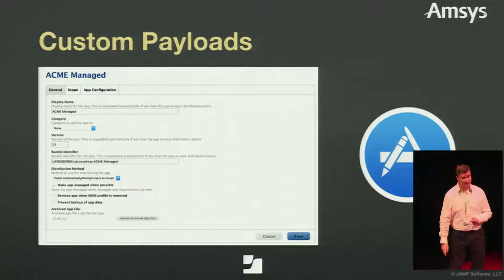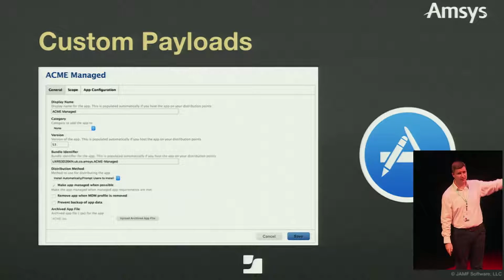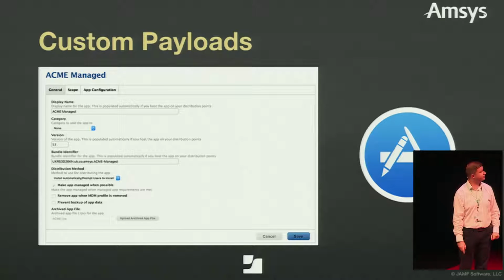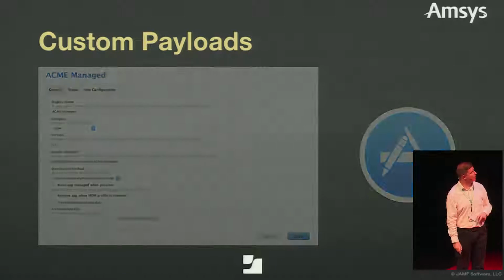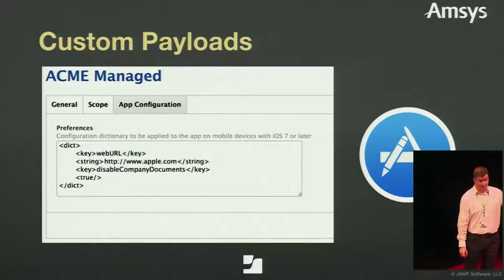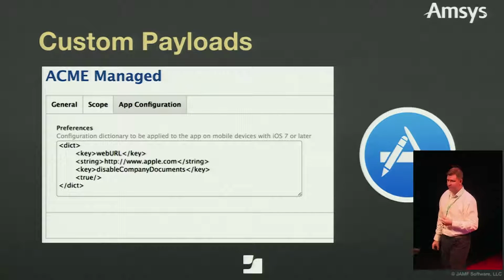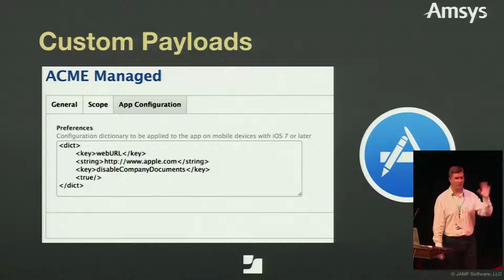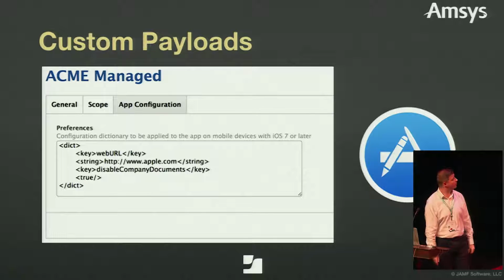So there's no video needed here. You just go straight into the VPP app side, and then you've got that app configuration tab at the top. This is one we had just for demo purposes. That basically just took a web URL and changed one setting.